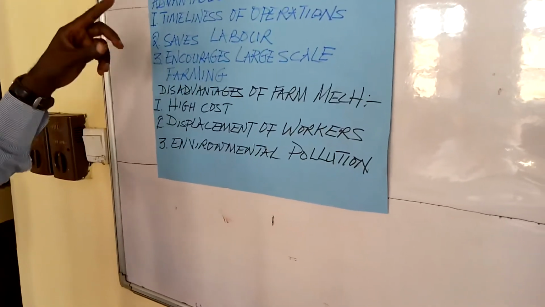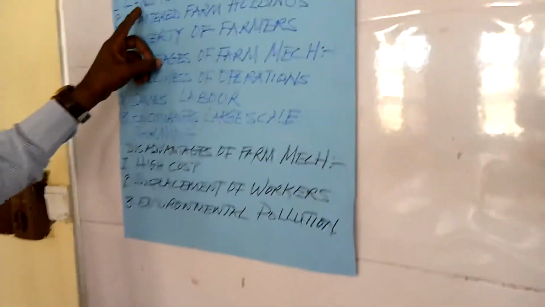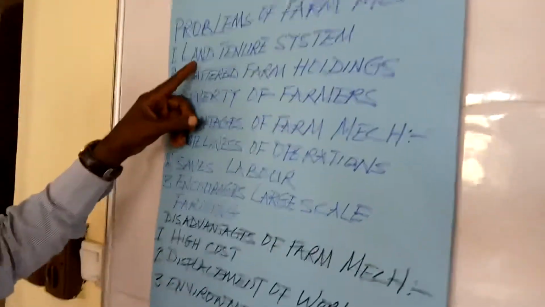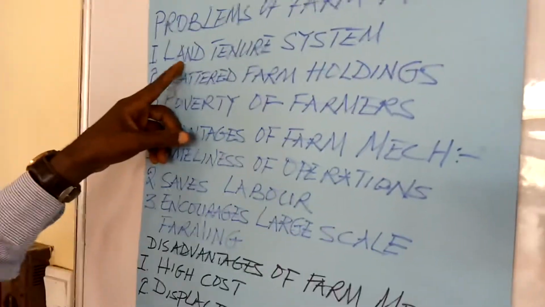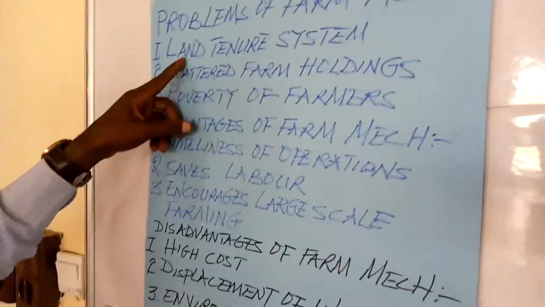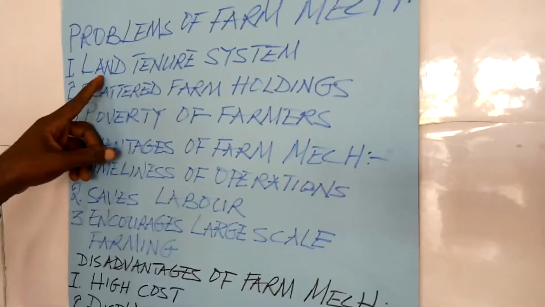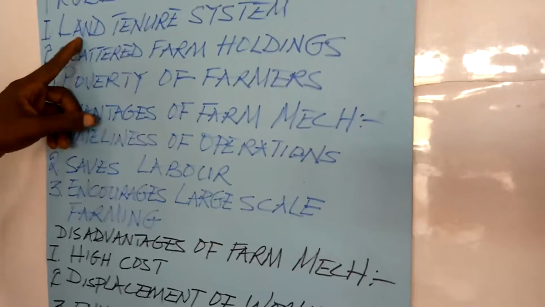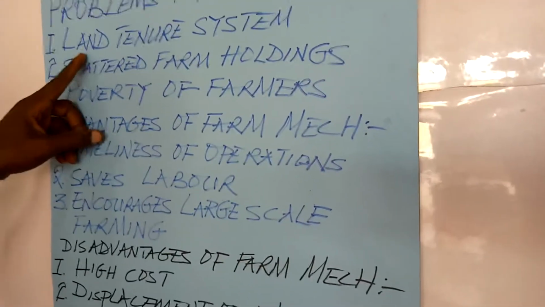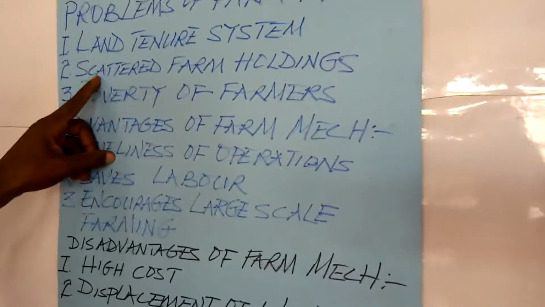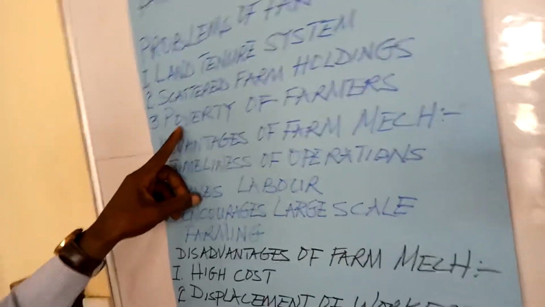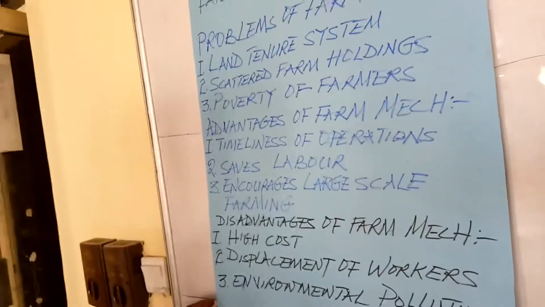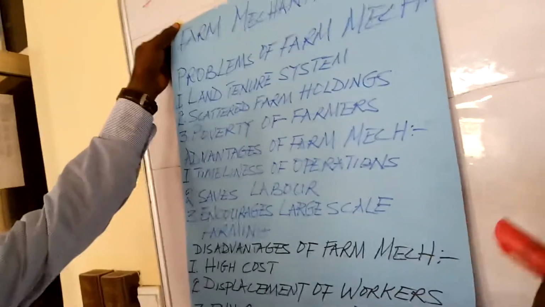What are the problems faced by farm mechanization? What are the things militating against farm mechanization practice? Land tenure system, which does not make it easy for farmers to have a large expanse of land due to the communal land tenure system, which is prevalent in the land. Then scattered farm holdings. Farmers have small pieces of land here and there, which is a waste of fuel, using fuel to go from one piece to another. Then poverty of farmers, which is one of the major problems there. Okay?